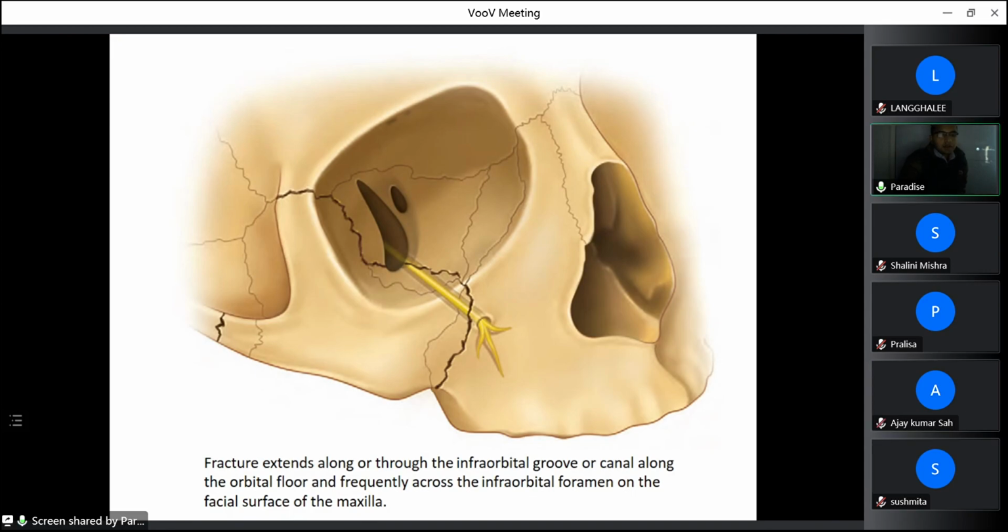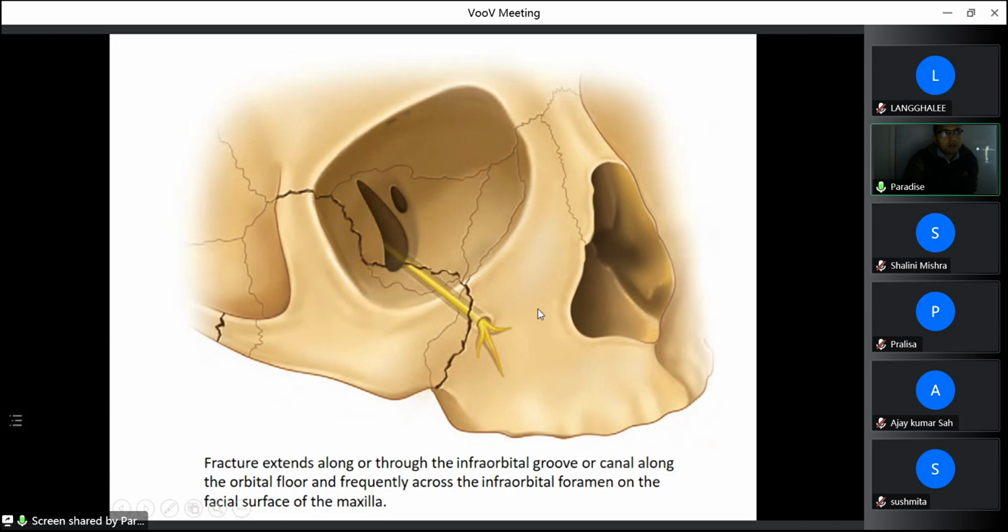As it exits from the infraorbital foramen, it gives three branches. One is lateral nasal, another is inferior palpebral, another is superior labial. The superior labial branch supplies the lips. The lateral nasal branch supplies the lateral wall of the nose, and the inferior palpebral supplies the palpebrae of the eye, the lower palpebral fissure. So there will be numbness over this area.